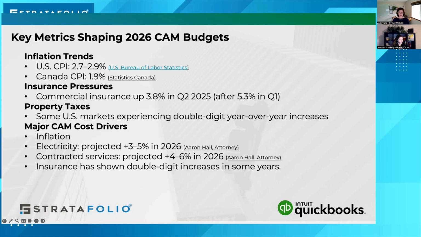Major CAM cost drivers: inflation, with electricity projected to be 3 to 5% higher, and contracted services could be going up 4 to 6%. Insurance also has shown some double-digit increases over the years. So that's another thing to watch for.